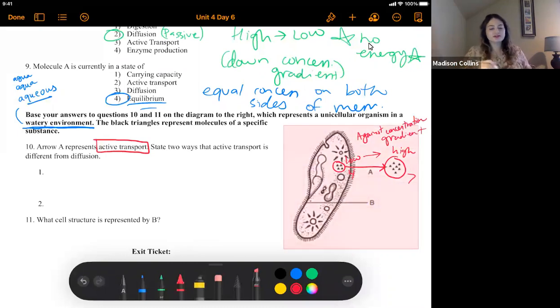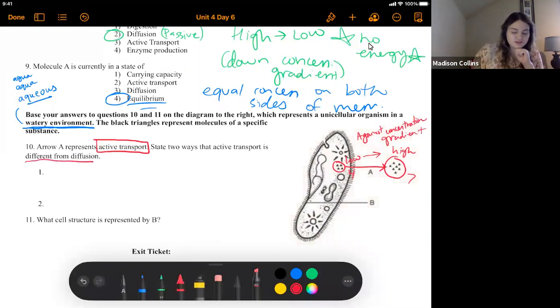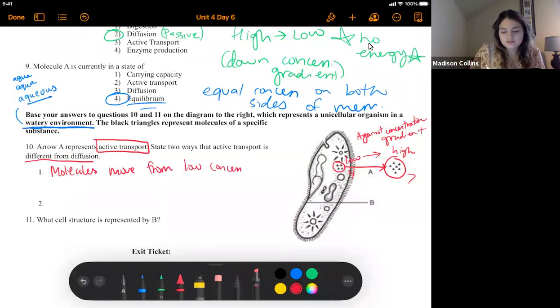Okay, and we're asked to state two ways that active transport is different from diffusion. Okay, so there are two ways that active transport is different. The first way is that molecules are moving from areas of low concentration to high concentration. Let me write areas of, oh no, I erased too much. All right, molecules move from areas of low concentration to high concentration.